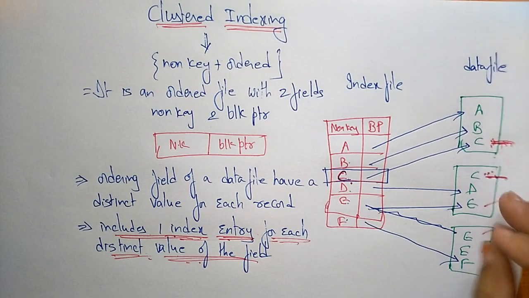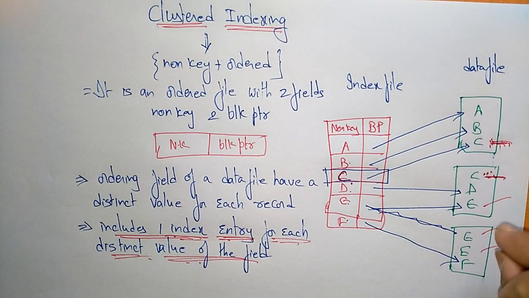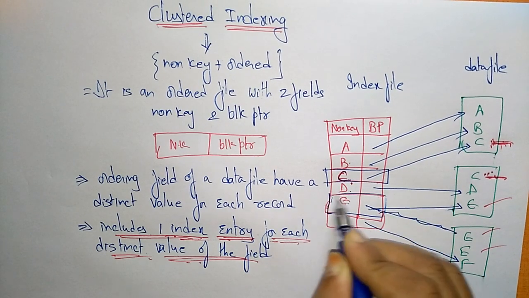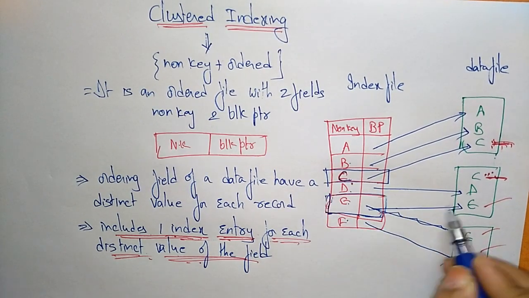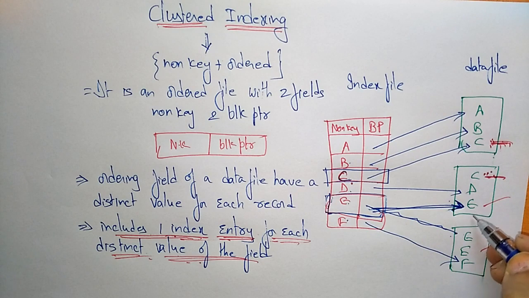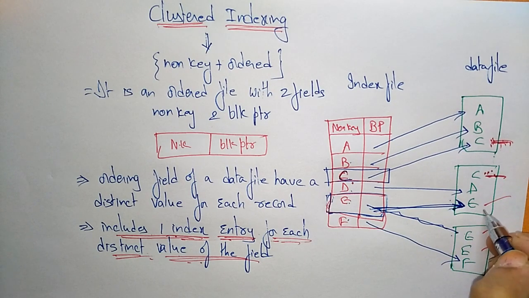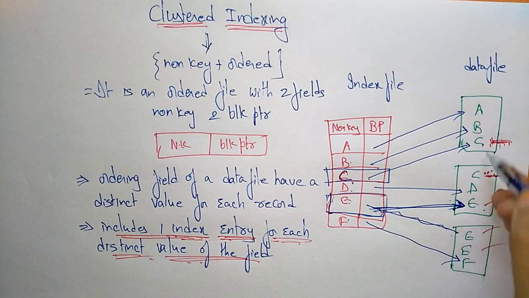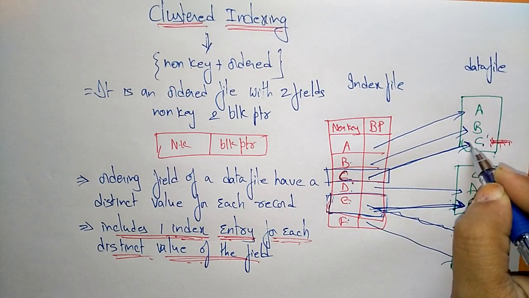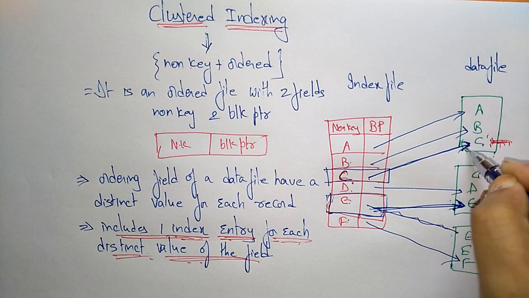Okay, not three entries, three records are there in the blocks. So here also we are having only one index entry for that E. Only one index entry for these three records. It points to the first non-key value. So whatever non-key value appeared first, it points to that only. Here also we are having two C's. So whatever non-key value appears first in the block, that will be pointed.